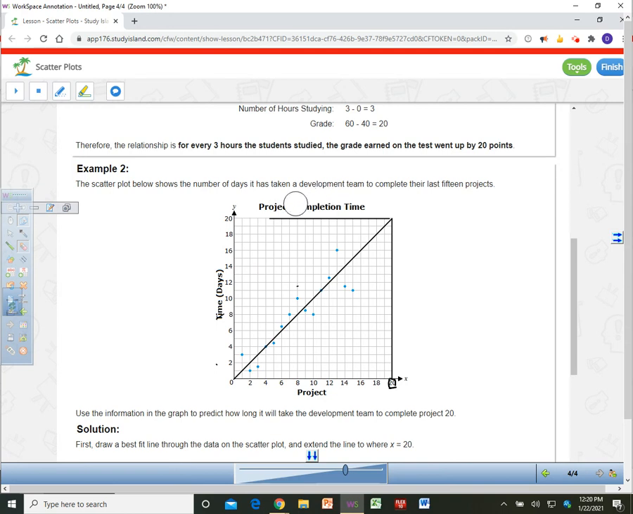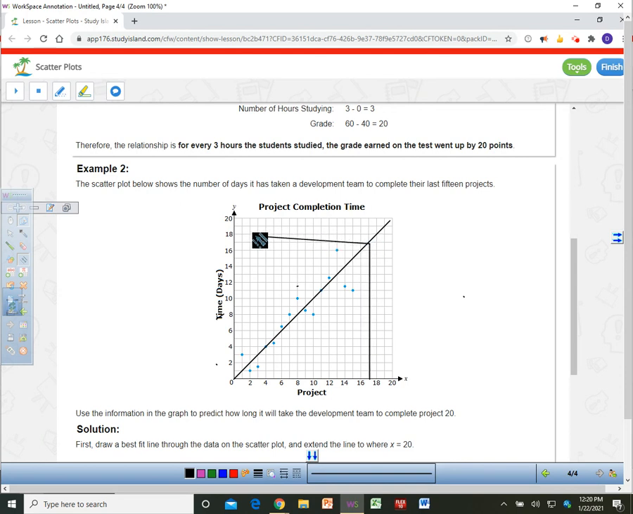And we can do that with any number now. Even if they ask me to predict if they did 17 projects, how many days would it take to complete? Well, if we go to project 17 and we go up to our line and then we go over, they'd predict it'd take about 17 days. So that is how you read a line of best fit and use it to predict the future. We're going to use it to predict what's going to happen eventually.